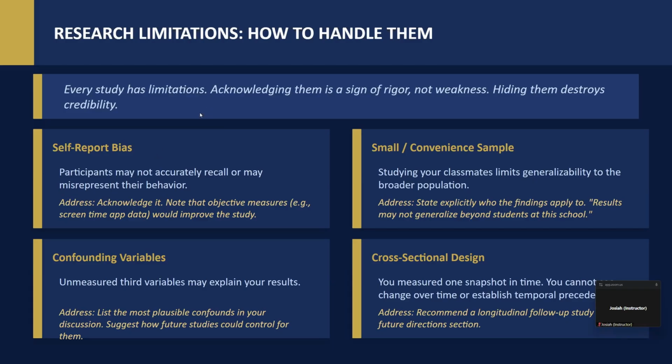The first one is self-report bias, which is where participants do not accurately recall or may misrepresent their behavior. For example, if you're doing a survey and the people you're surveying are lying to you or giving you wrong information, that really skews results. So try to avoid that. Then you should be aware of confounding variables. These could be unmeasured third variables that could explain your results. So make sure to limit those.